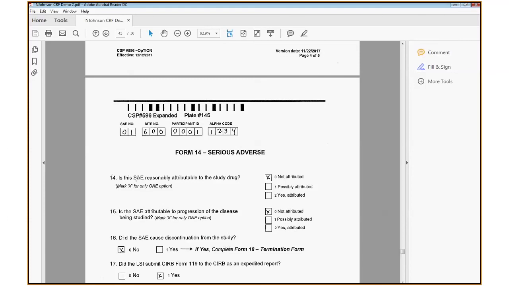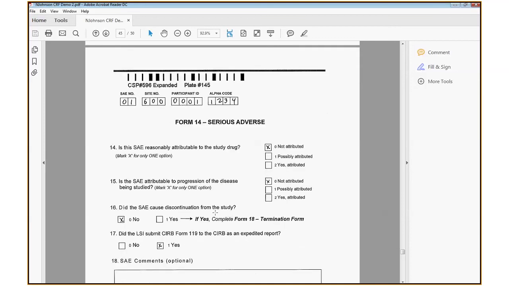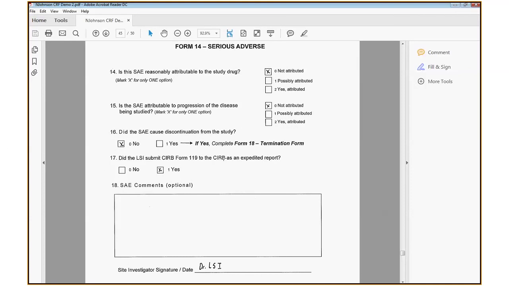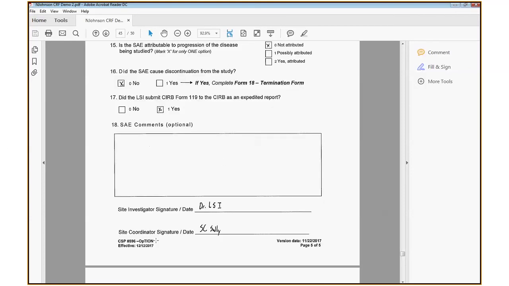Is this SAE reasonably attributed to study drug? Not attributed. Is SAE attributed to progression of the disease being studied? Not attributed. Did the SAE cause discontinuation from the study? No. If yes, complete Form 18 termination form. Did the LSI submit the CIRB Form 119 to the CIRB as an expedited report? Yes. Major SAEs need to be reported to the CIRB as well. And Dr. LSI signed this, and Site Coordinator Sally helped as well.